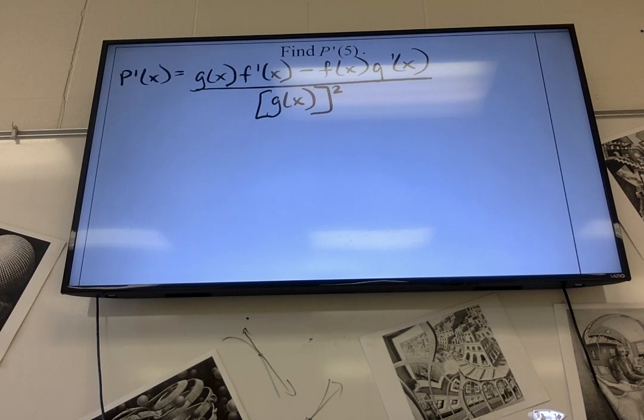This is the quotient rule. The quotient rule. It's important.